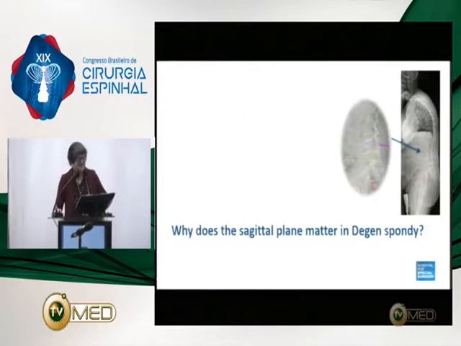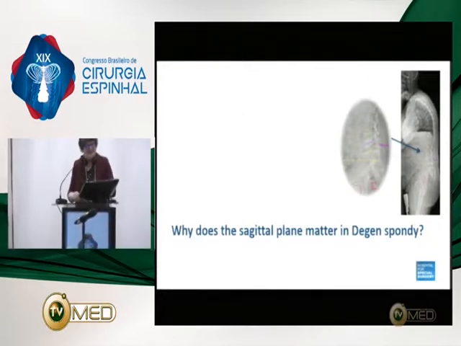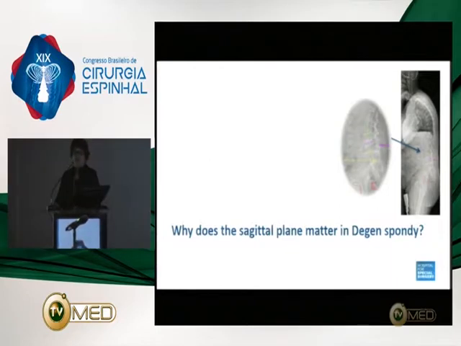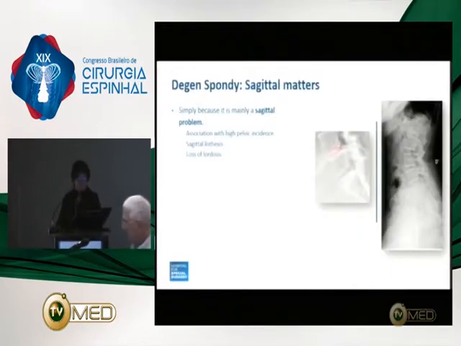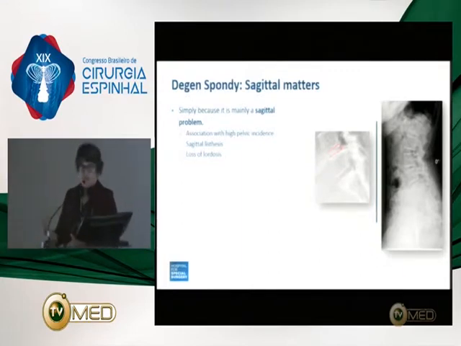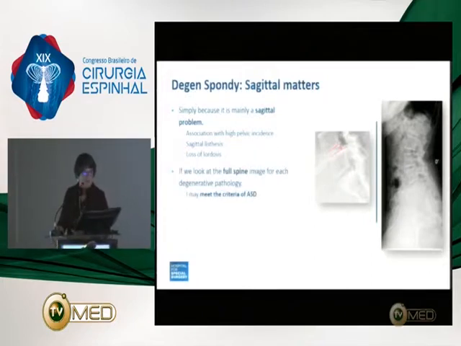One of the questions is, why does the sagittal plane matter in the setting of a degenerative spondy? The answer is pretty obvious. It's because this is a sagittal problem. It has been associated with maybe a higher pelvic incidence, but when you just look at the X-ray, the main problems are loss of lumbar lordosis and sagittal listhesis. So this is a purely sagittal problem.